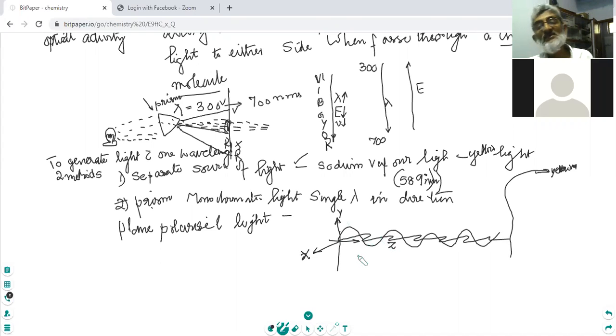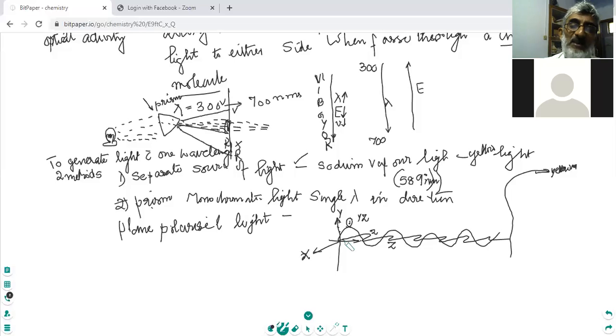Now this first one is moving in the YZ plane. That means it is touching the y coordinate of this wave, and this is the x coordinate and the z coordinate of the wave. And this second wave is moving in the XZ plane. I hope you can understand this concept.